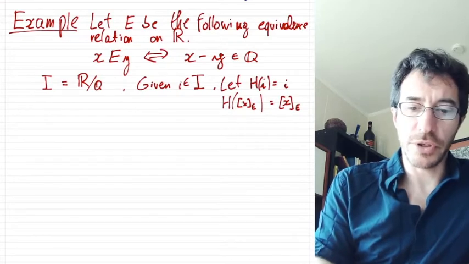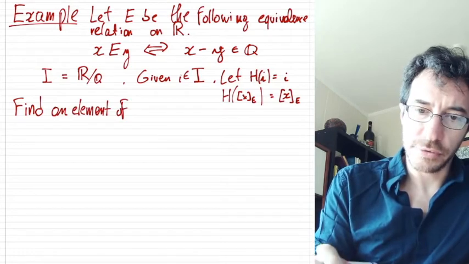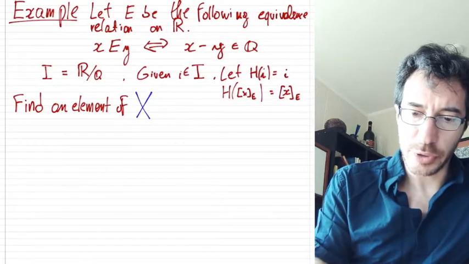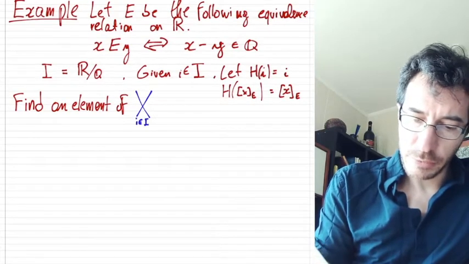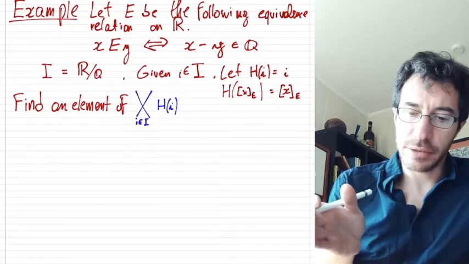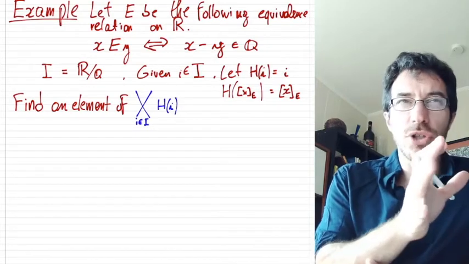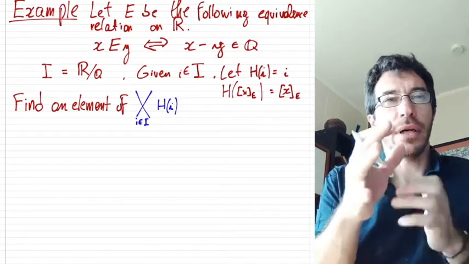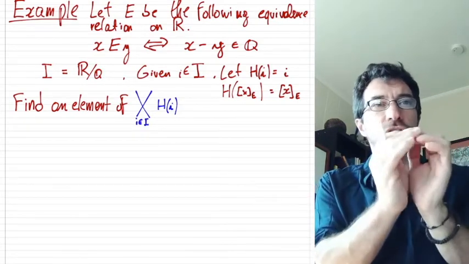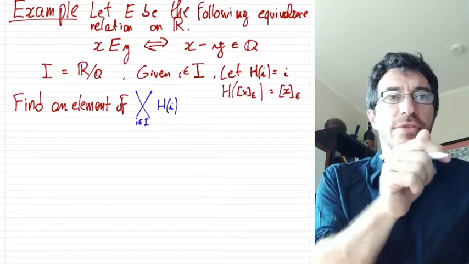So now the question for you guys is: find an element of the infinite Cartesian product for i in I of H_i. Okay, so that means I is a quotient, so it's a set of equivalence classes. And for each equivalence class, we are considering the set that corresponds to itself. So essentially, we want a function that associates to each equivalence class an element from it, right?